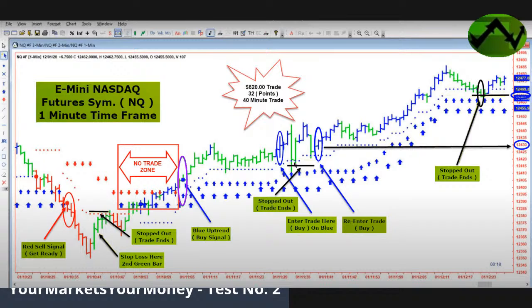Now you got one of two options. You got 2 green bars, 3 green bars, 4 green bars. You can get out. Your stop loss goes right here. You're going to get stopped out here anyway. So from where you get in to here is going to be a nice little trade. I calculated that at about a $620 trade, like what I have up here. 32 points. That's about a 40-minute trade from here to there.